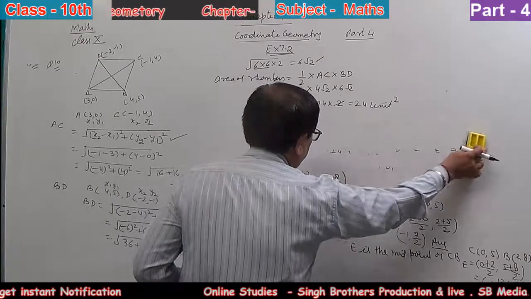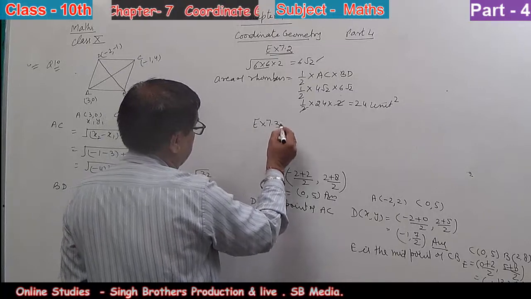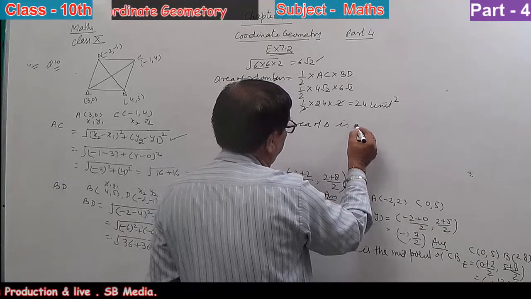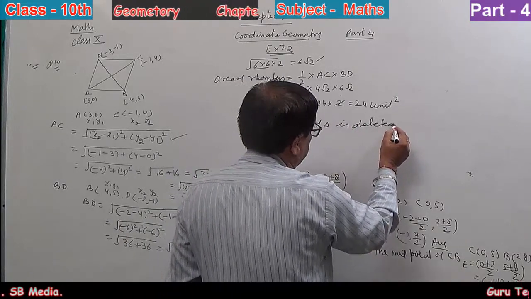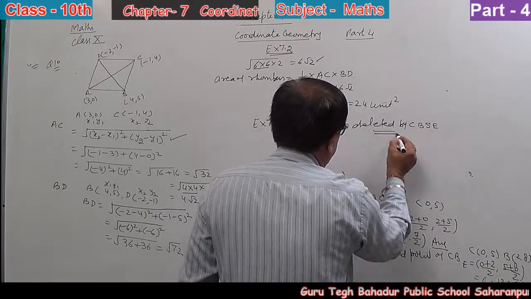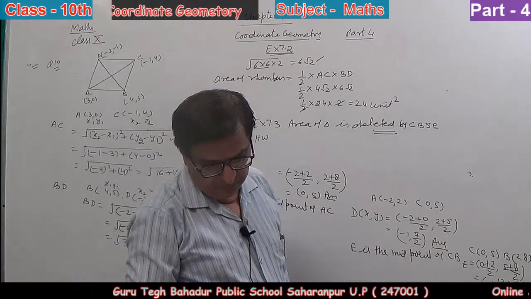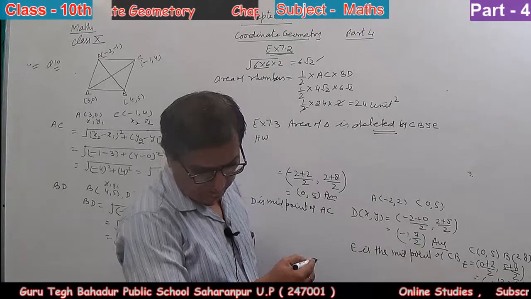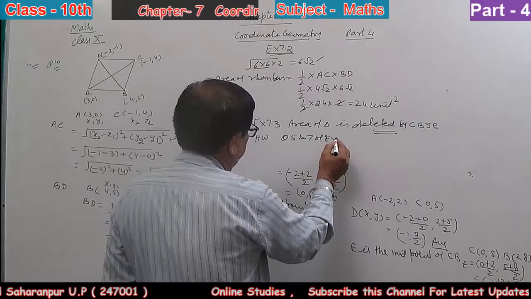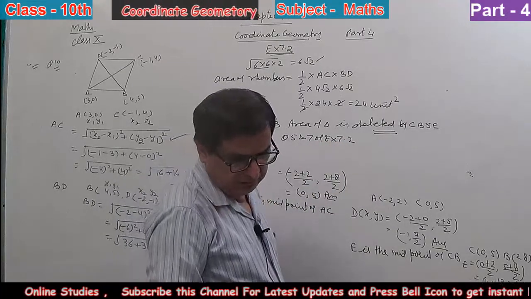Exercise 7.3 is deleted by CBSE, that is, area of triangle is deleted by CBSE. So homework for you, you do it. Question number 5, question number 7, question 5 and 7 of exercise 7.2 and examples 9 and 10.